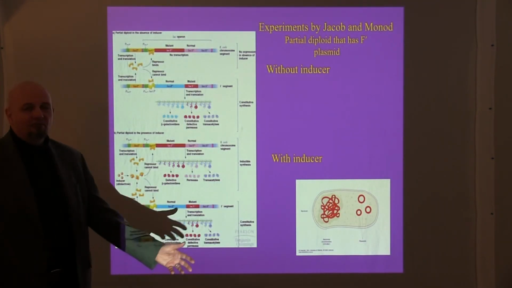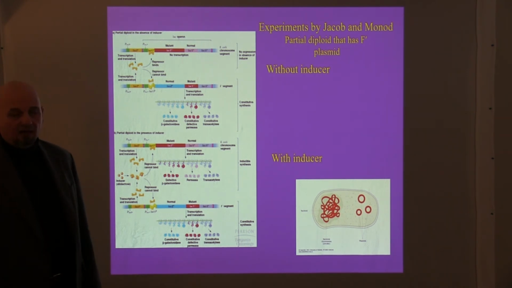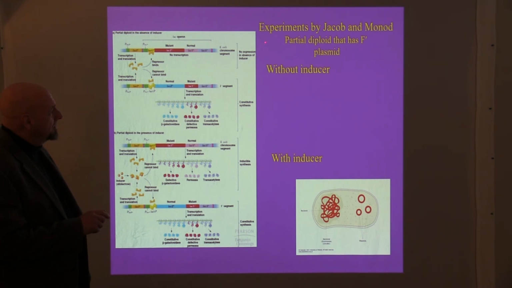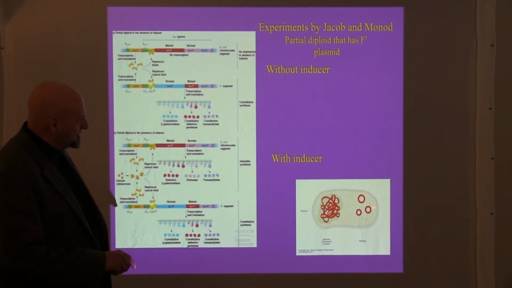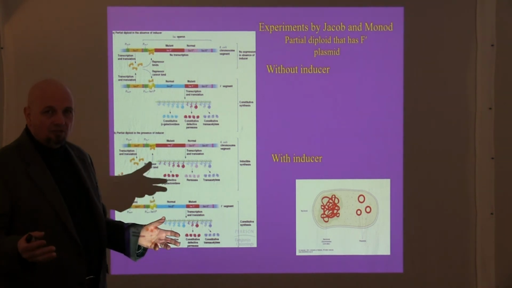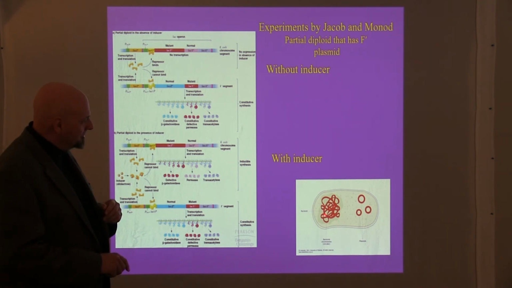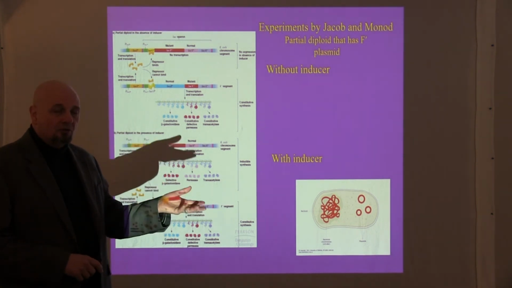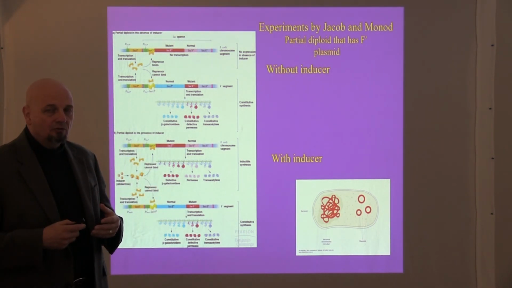All right. Well, how did they figure this out? Well, they had to do a series of experiments to figure this all out. And they had to use a partial diploid that has what we call an F' plasmid. So if you remember, I talked about plasmids. These are small circular forms of DNA that exist in bacterial cells. And one of these is involved in conjugation. It's called the F plasmid. Well, sometimes that integrates into the actual bacterial DNA. And when it integrates, it can also come out of that bacterial DNA. And sometimes it does it in a way that it captures some of the bacterial genes.